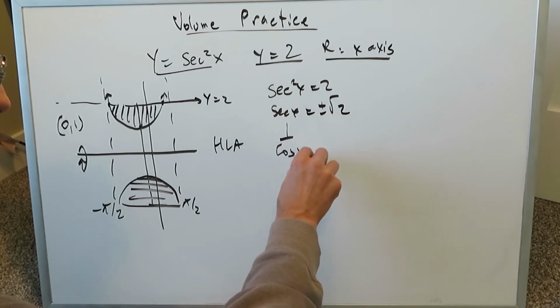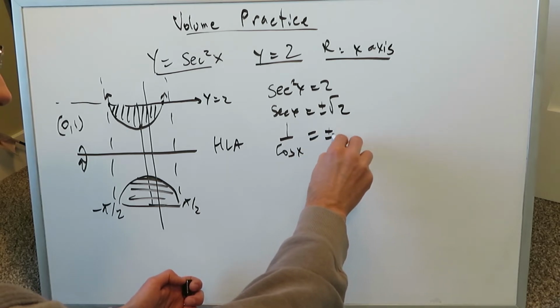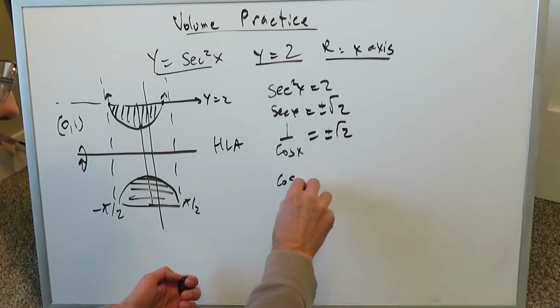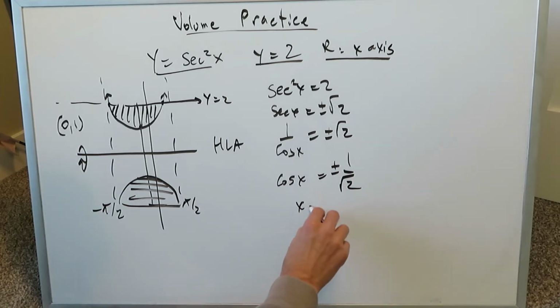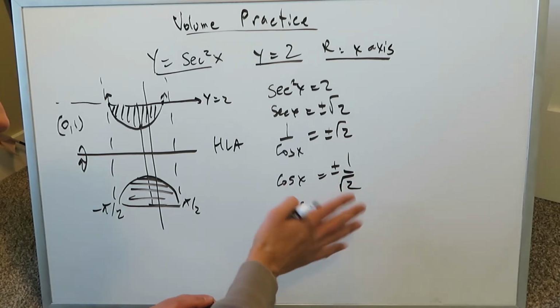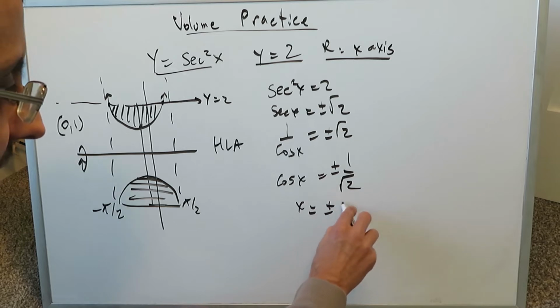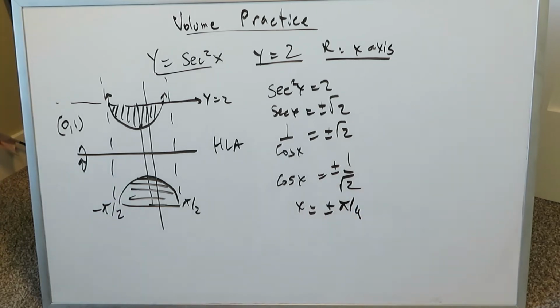Secant x is also equal to the reciprocal of cosine x, right? Flip the cosine x up and flip this down, and if you remember your trigonometric radians and your degrees, this right here is plus and minus pi over 4. If however you did not remember that, you can easily do this on a calculator.